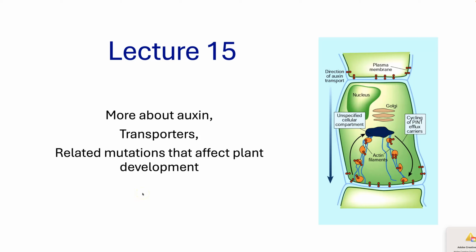This is lecture 15, and the main focus is the plant hormone auxin, which has a huge role in development. We're going to talk about the different kinds of genes that affect the production, the transport, the movement around the plant, and the response, transcriptional response to auxin during development. And I will cover a small number of mutations in particular genes that affect development that are related to auxin.